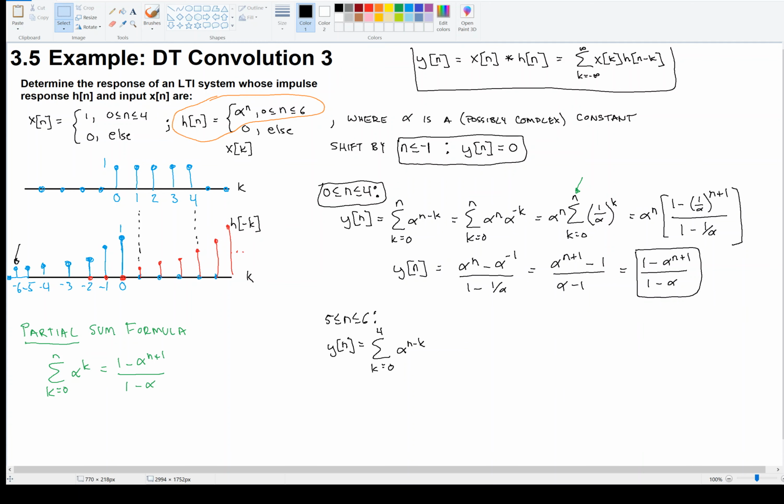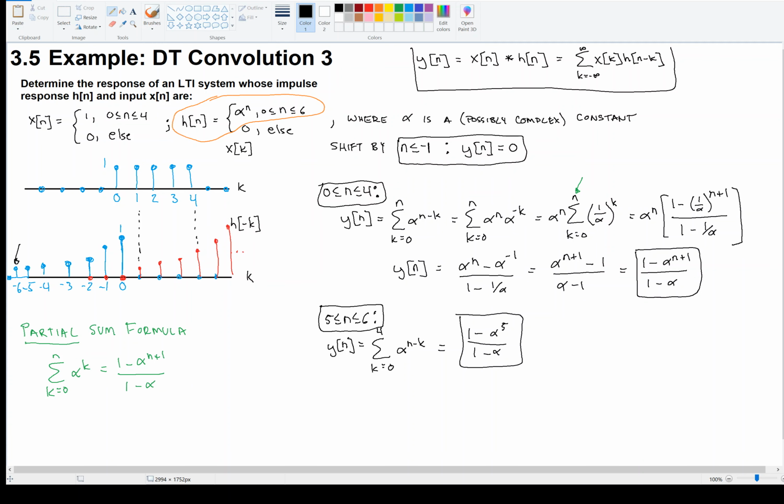So now I have to solve this summation. Okay, well, this looks a lot like the summation that I just did, except n is 4, right? So I can just plug in n equals 4 to my result. This gives me 1 minus alpha to the 5 over 1 minus alpha. Okay, so for this region, I have this. Now I'm going to erase the partial sum formula. No, I'm going to need the partial sum. All right, I'm going to squeeze this into the bottom here.